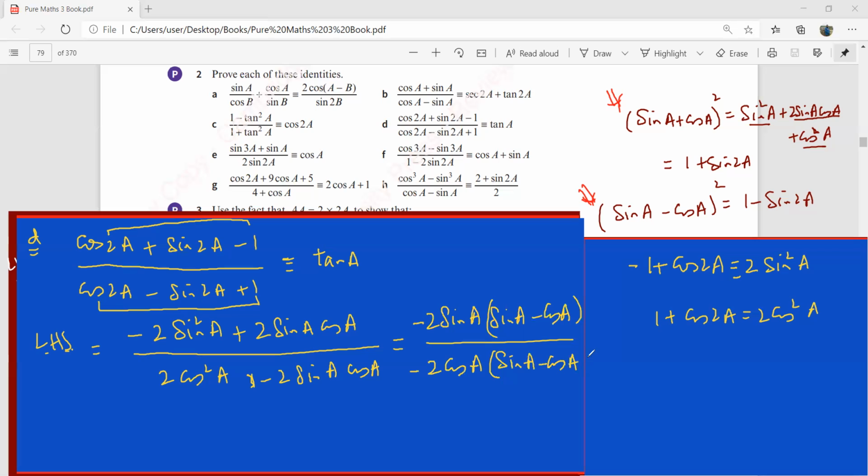Oh, this was so cool. All of this cancels, this cancels, this cancels, and you have been left with tan a. This was really fun. I really loved it. That is your right hand side. Okay, did you get it?